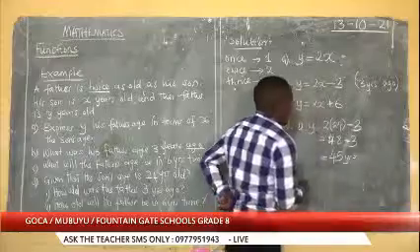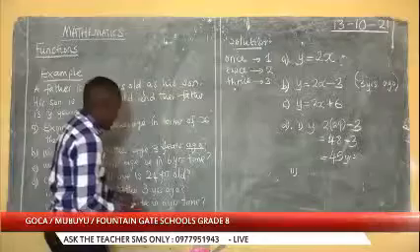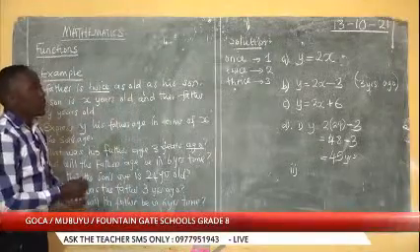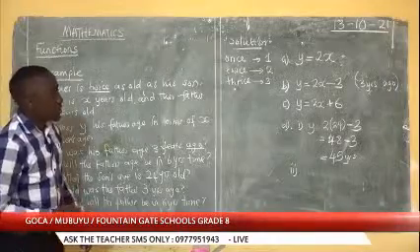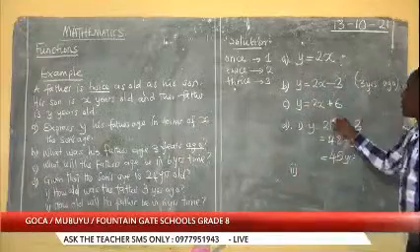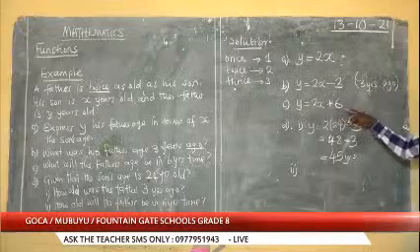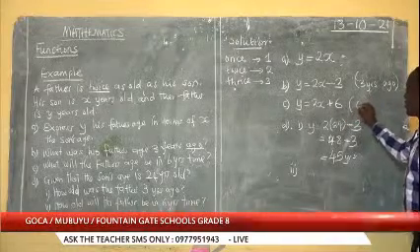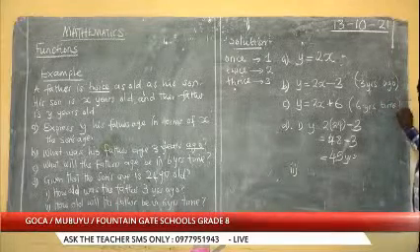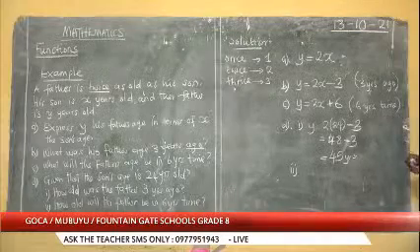The last part of the question asks how old will the father be in 6 years time? Let's go back to the answer for C. The answer for C is y is equal to 2x plus 6, which is for 6 years time. So after 6 years, how old will the father be?